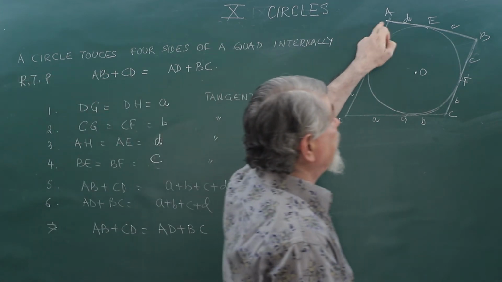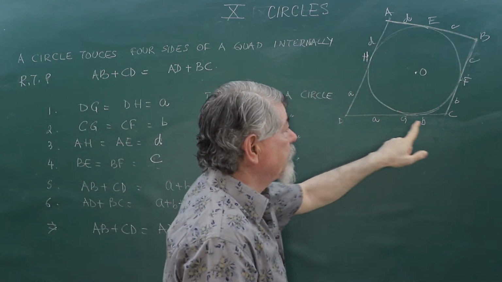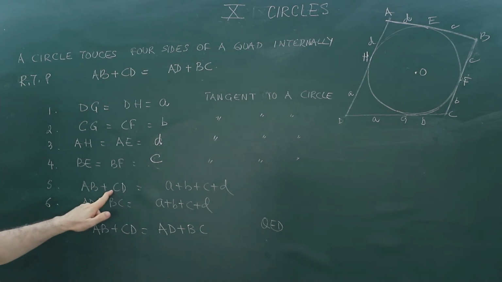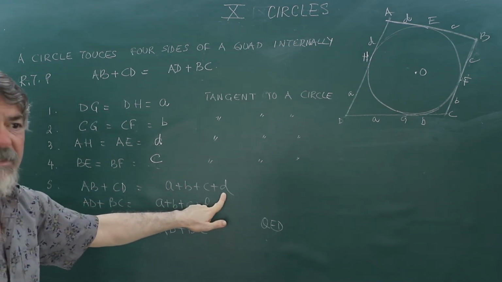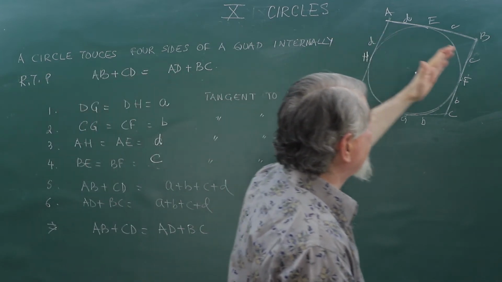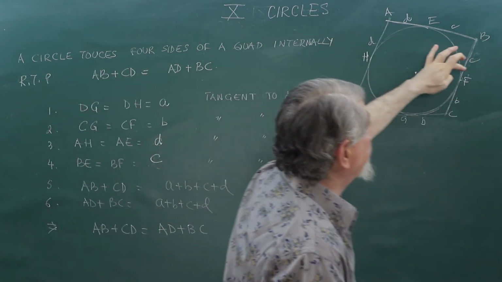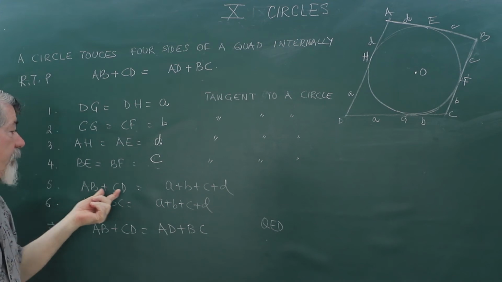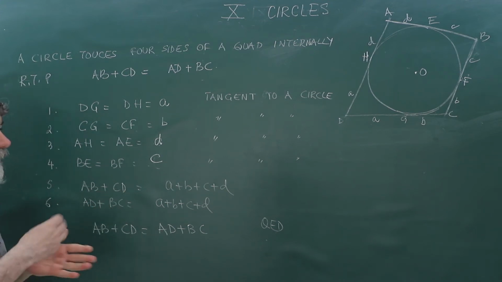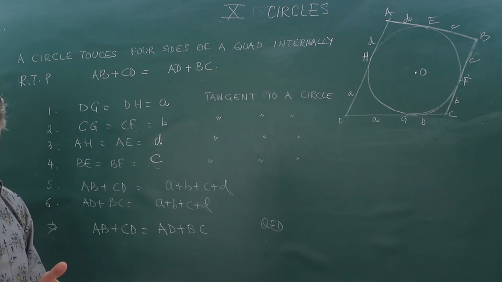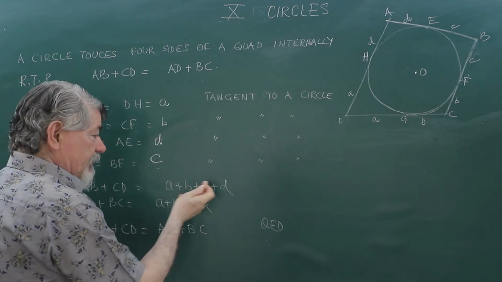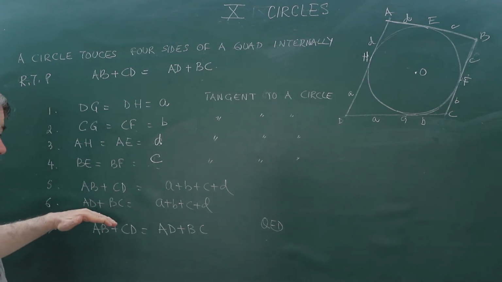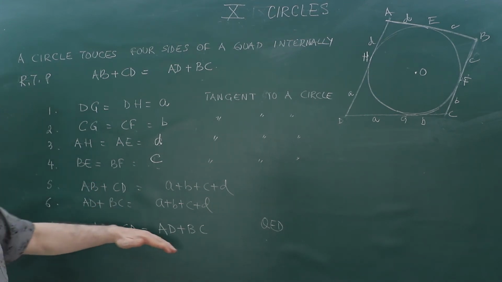If you see, AB is D plus C, and DC is A plus B. That means AB plus CD is A plus B plus C plus D. Similarly, AD plus BC is A plus D plus C plus B, so it is A plus B plus C plus D. So AB plus CD as well as AD plus BC is equal to the same summation of the same letters A, B, C and D. So AB plus CD will be equal to AD plus BC, and that is what we had to prove.